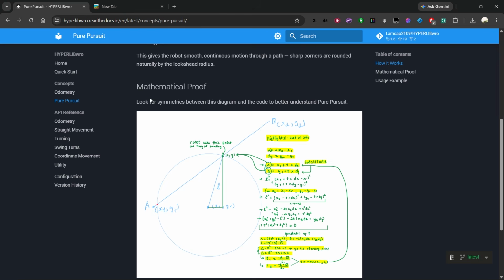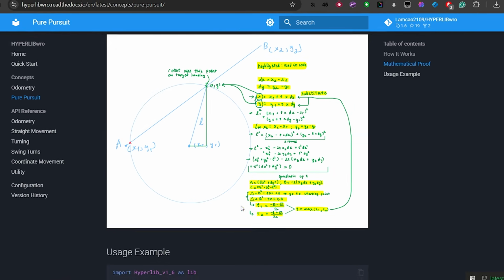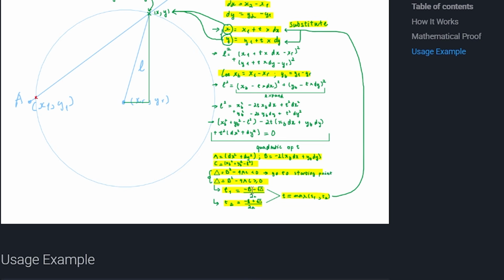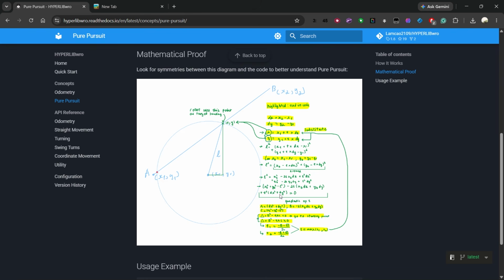Here in the mathematical proof of pure pursuit, you will see these highlighted lines. These are lines that actually exist in the code, in the library, in the functions. A good exercise is to try and pair these equations to those in the functions. Then you will be better at understanding the function overall.